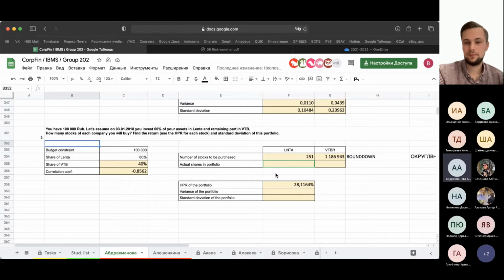I guess we should just multiply. One second. So we haven't actually spent all this 100,000 rubles on the stocks, right? We spent a little less. So the actual shares should change a little bit.